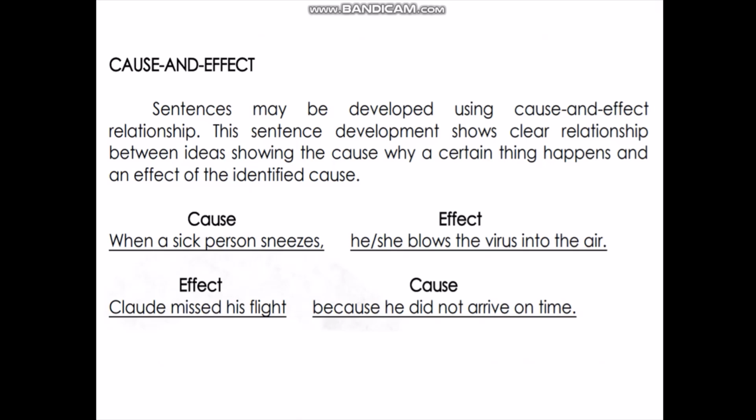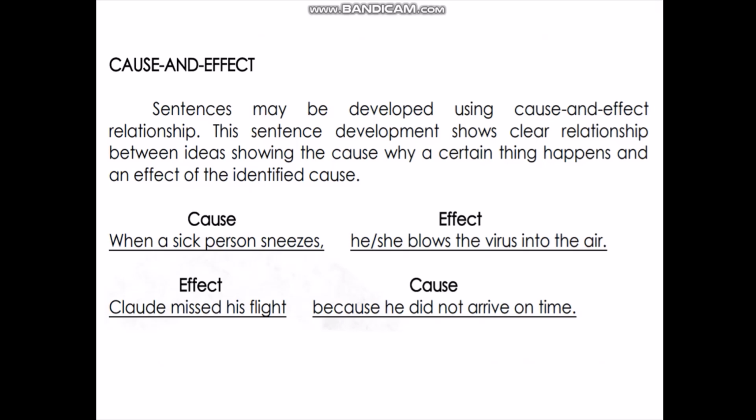So, cause and effect sentences may be developed using a cause and effect relationship. This sentence development shows a clear relationship between ideas, showing the cause why a certain thing happens and an effect of the identified cause. So, for example, when a sick person sneezes, he or she blows the virus into the air. In that sentence, the cause would be when a sick person sneezes. The effect, he or she blows the virus into the air.